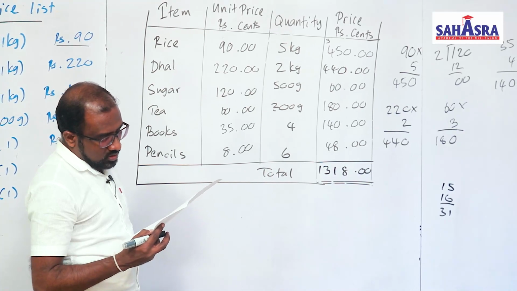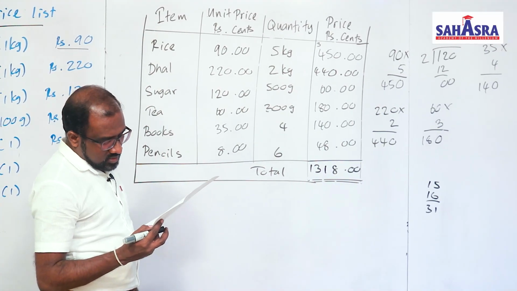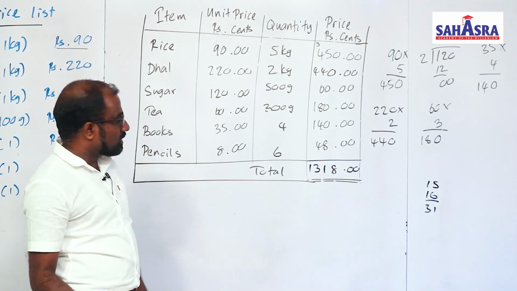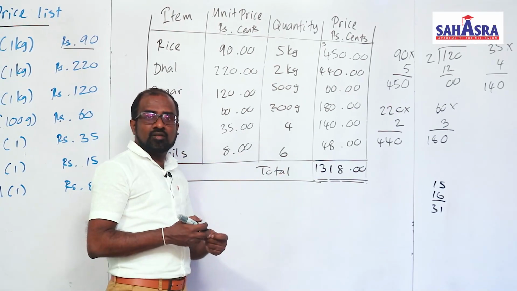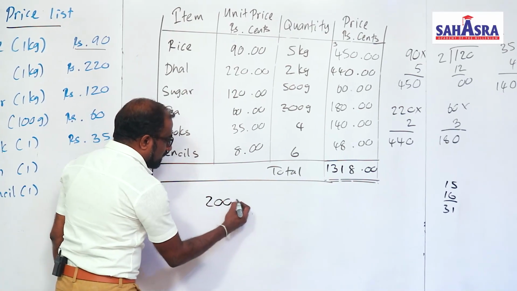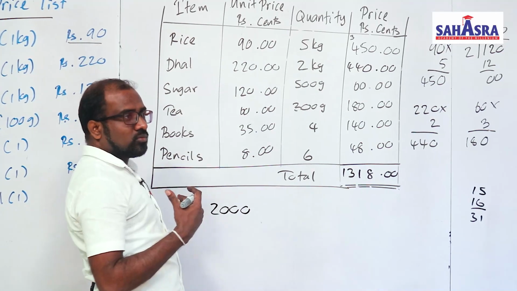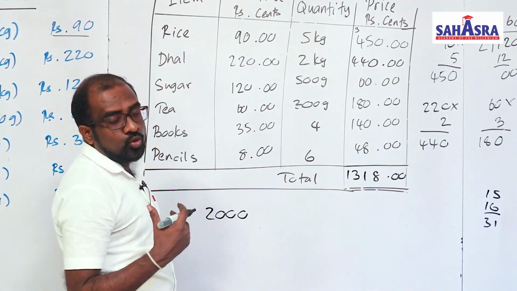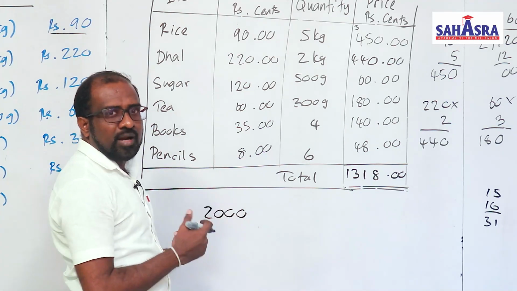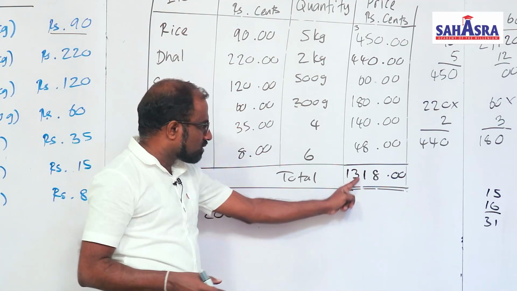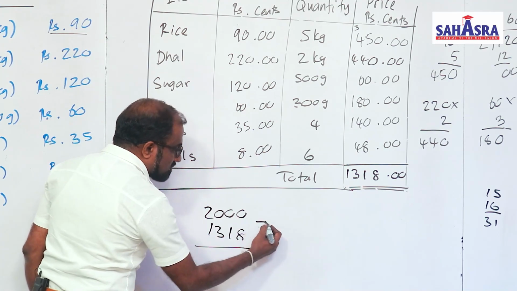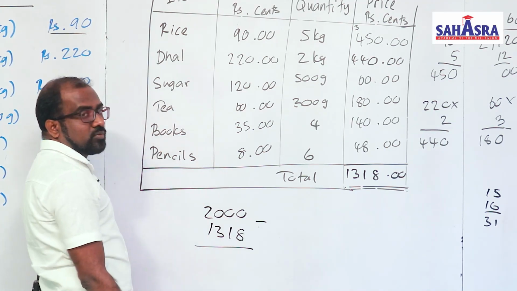Then last question. What balance will someone receive if he paid 2,000 rupees to the shopkeeper? Someone has paid 2,000 rupees to the shopkeeper. And to get the balance, what should the shopkeeper do? Subtract. From 2,000, you have to subtract the 1,318 to get the balance amount.